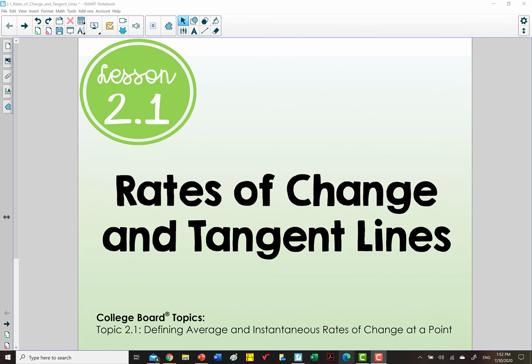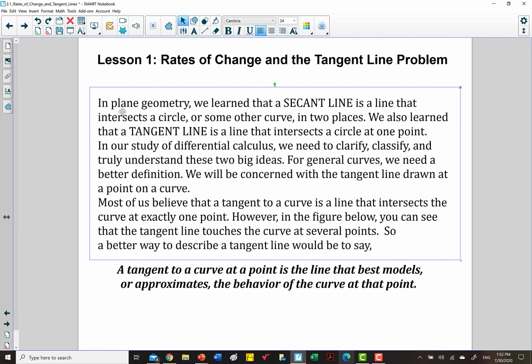Hello everybody, we're ready to start Unit 2 on derivatives. This is the first of 2 units on derivatives. Today we're talking about rates of change and tangent lines. I'm going to start looking at things we know from geometry and previous courses.